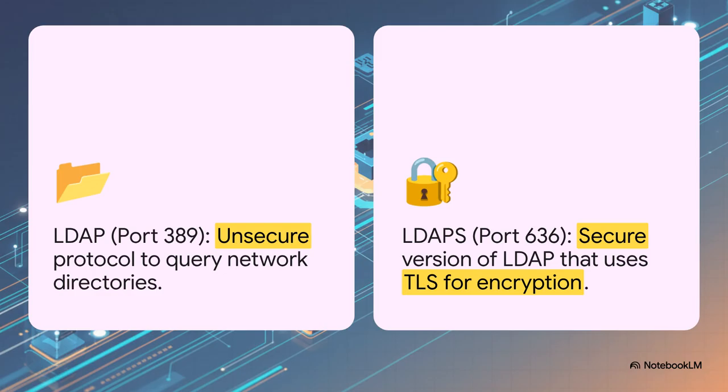Finally, how does a big network keep track of all its users, computers, and printers? Well, it uses a directory service, like Active Directory. And the protocol, or the language, that we use to talk to that directory is LDAP on TCP port 389. And by now, you know the drill, right? There's the old unsecure version, and then there's the secure version, LDAPS, which encrypts the connection on port 636.